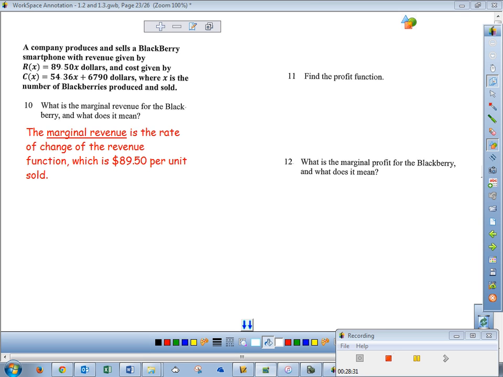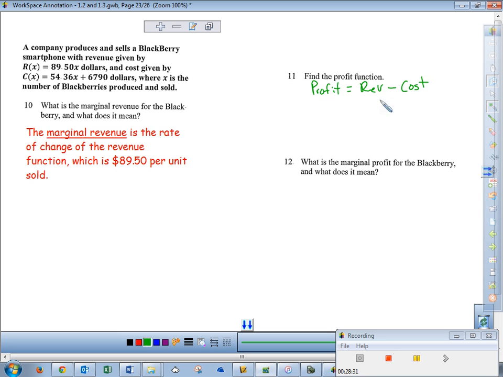Find the profit function. Profit, very simply defined to be this. Profit equals revenue minus cost. This is how much money comes in. This is how much you had to spend. If you take how much came in versus how much you spend, you find your profit. Profit equals revenue minus cost.